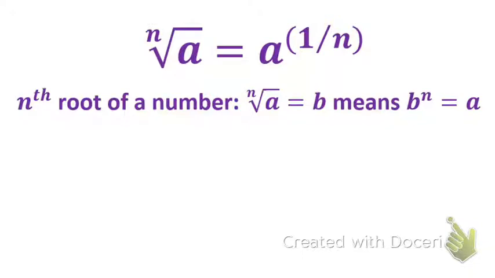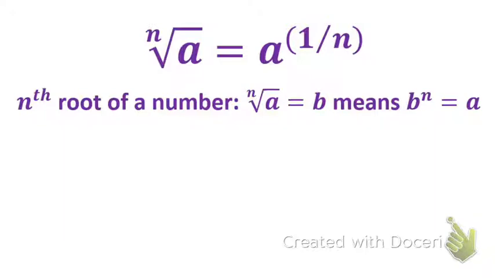Okay, it's the nth root of a number. So when you have a square root, or just a root in general, you can write that as a fraction or you can write it with a radical. I'll give you a moment to copy this down, and then I'll explain how we read this.